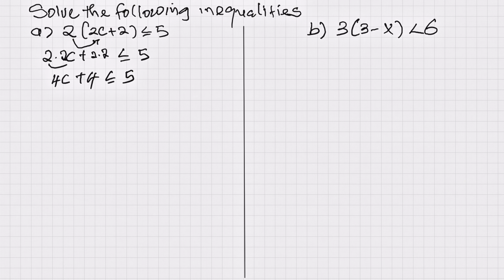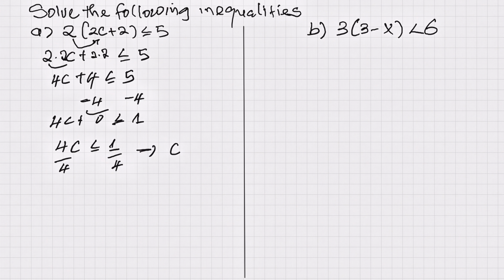At this stage, we are going to subtract 4 from both sides of the inequality to make it balance. When we do that, you see that this will become 0. And we have 4c plus 0 is less than or equal to 5 minus 4, which gives us 1. So we have 4c is less than or equal to 1. We divide both sides by 4 because the opposite of multiplication is division. So this implies that c is less than or equal to 1 over 4.